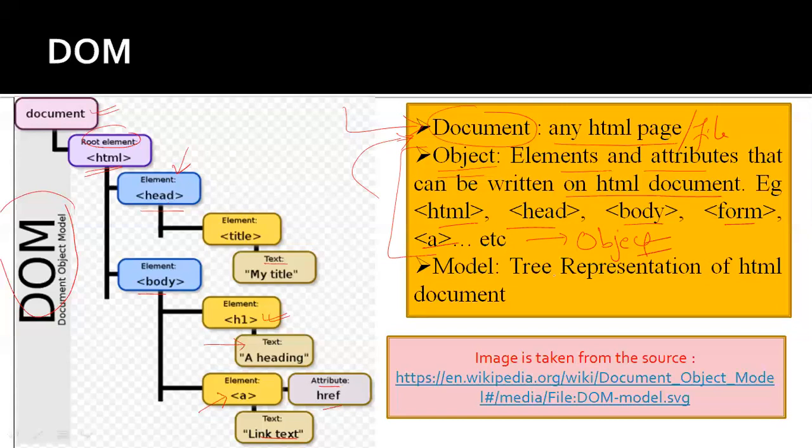Here model represents the tree representation of the HTML document. Clear? When we represent the entire HTML document in a tree-like structure, this model is known as document object model.